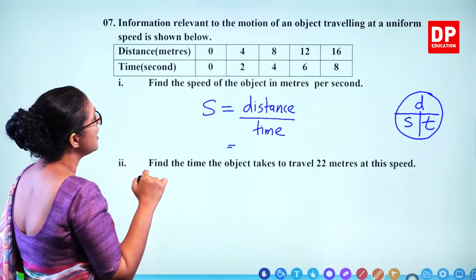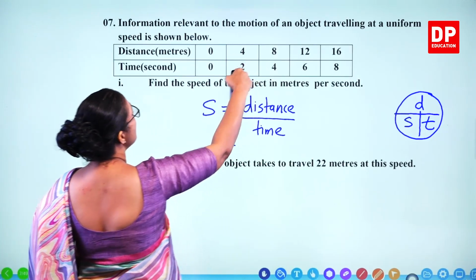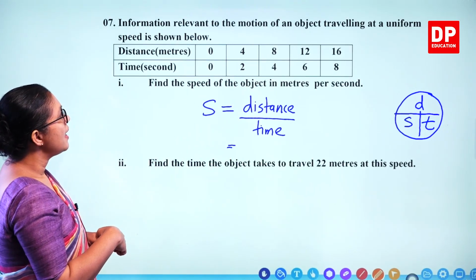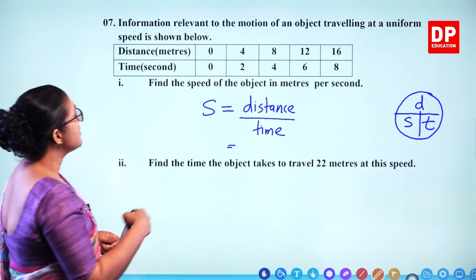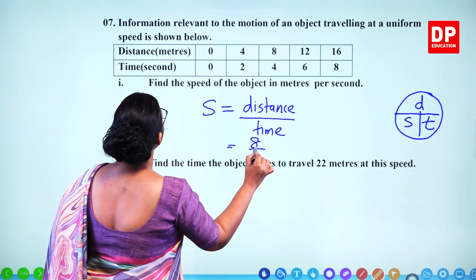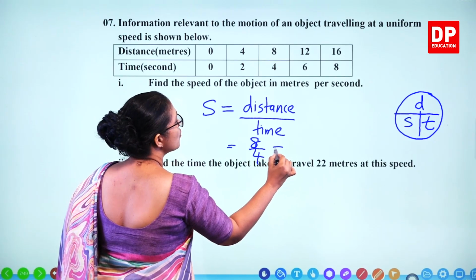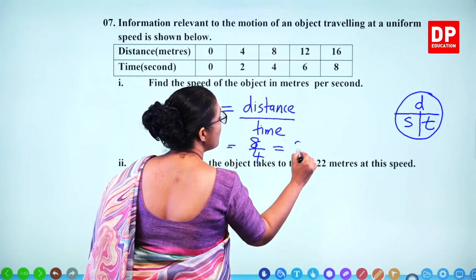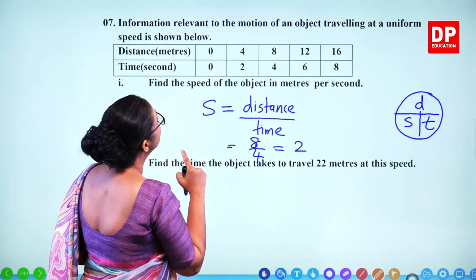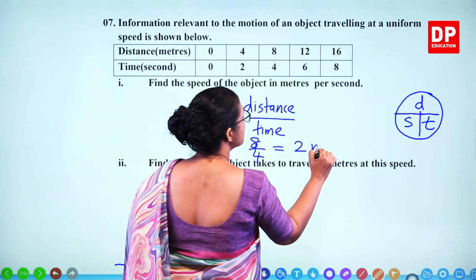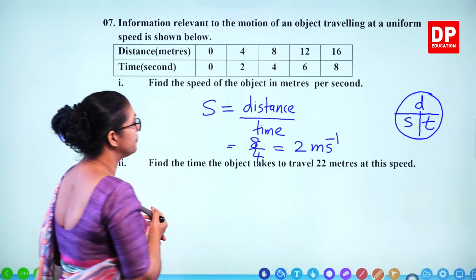So we can take any combination. So we'll take 8 and 4. When the distance is 8, the time is 4. So you get 8 divided by 4, that's 2. What's the unit? Meters per second.